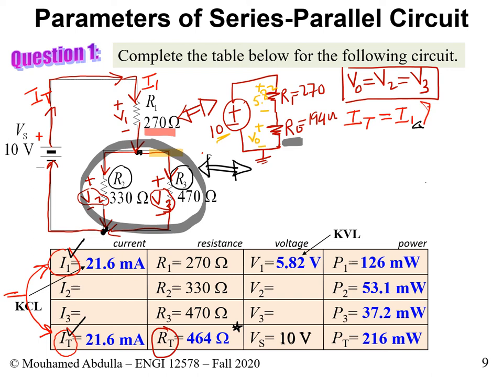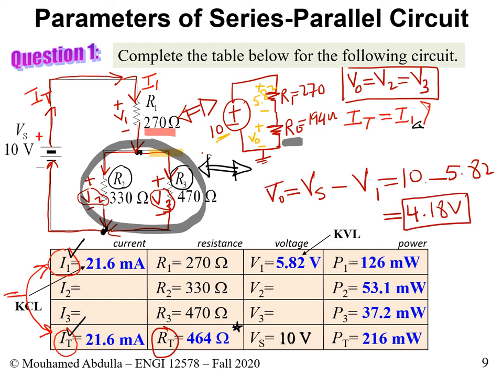This V0 will equal Vs, the value of the DC source, minus V1, right? It's really your 10 volts minus 5.82, and what you end up getting is 4.18 volts. That's what we got because of KVL, right? So here we use KVL. So notice that we're using different tools as we go along.